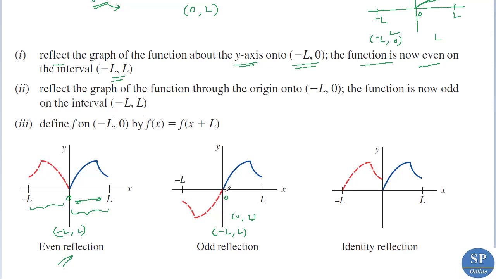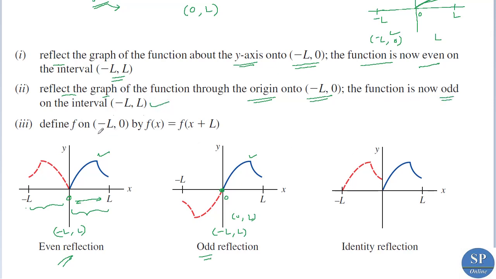We are reflecting this blue graph with respect to the origin. If you reflect this with respect to the origin in this interval minus L to 0, we are getting an odd function, an odd reflection of this function in minus L to L. Right. So this same function we have extended as an odd function in minus L to L. And they reflect the graph of the function through the origin onto minus L to 0. So the function is now an odd function in the interval minus L to L.